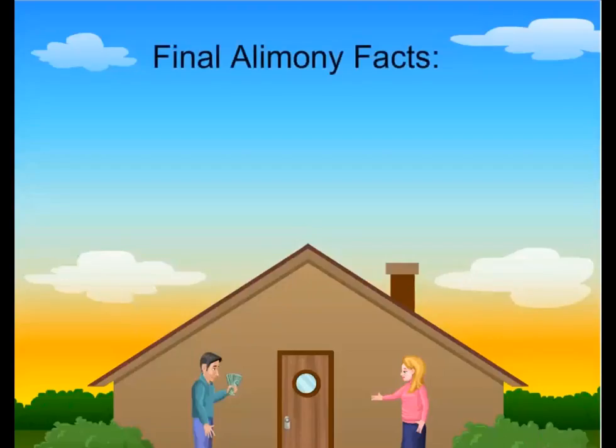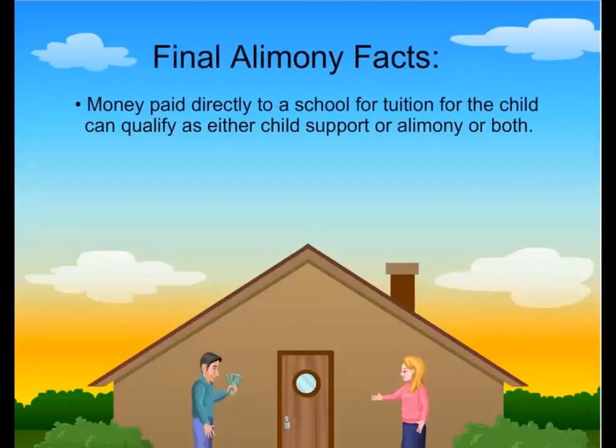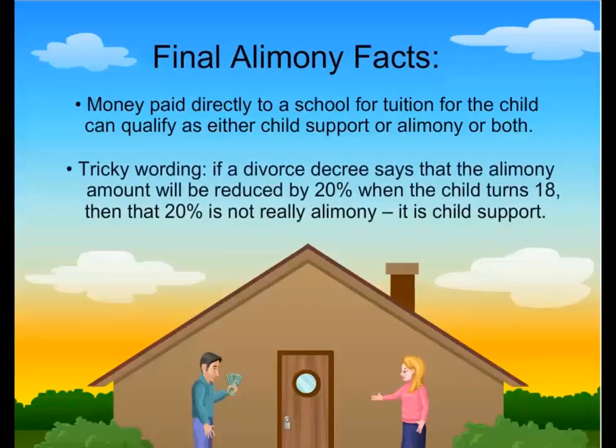Final alimony facts. Money paid directly to a school for tuition for the child can qualify as either child support or alimony or both. Tricky wording. If a divorce decree says that the alimony payment will be reduced by 20% when the child turns 18, then that 20% was never really alimony. It was always child support.